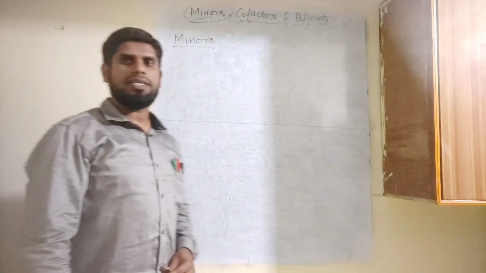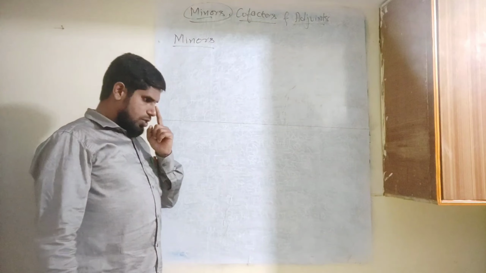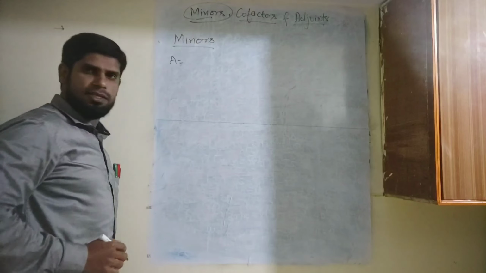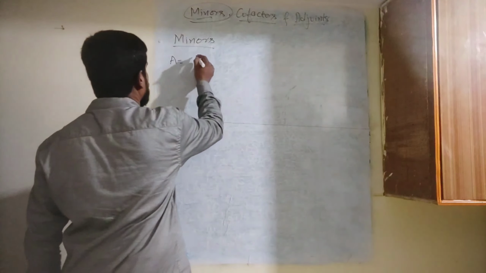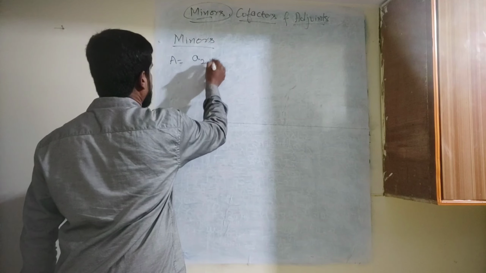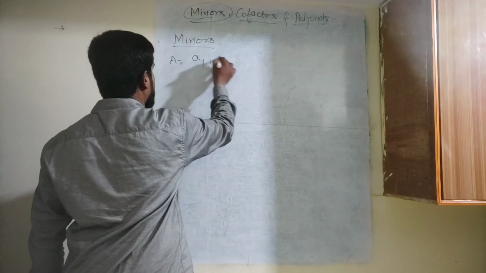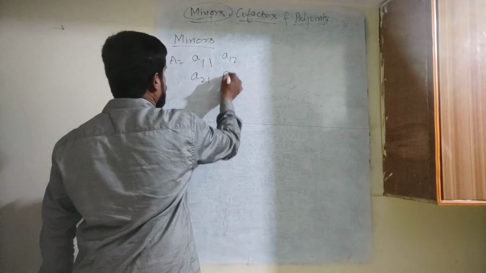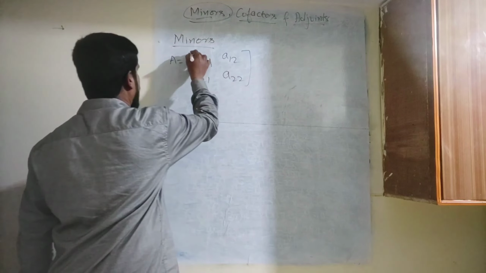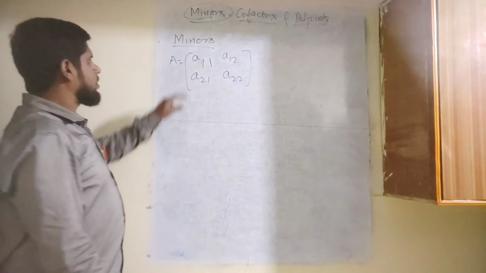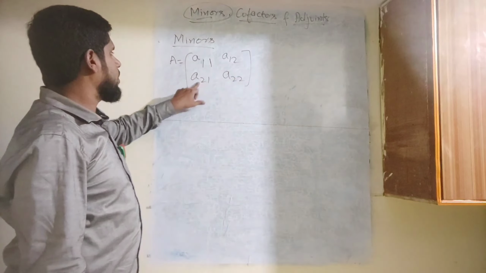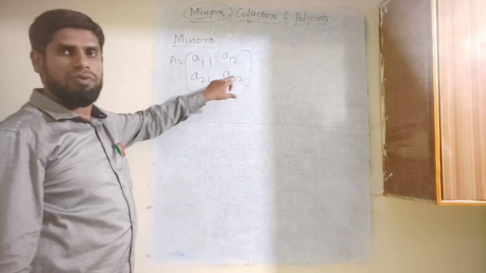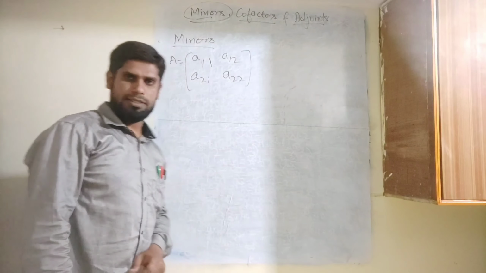Minors. What is a minor? Students, first, if I have a matrix whose general elements are like this: A11, A12, A21, A22. Here A11, A12, A21, A22 are the general representation of elements of a 2 cross 2 matrix.